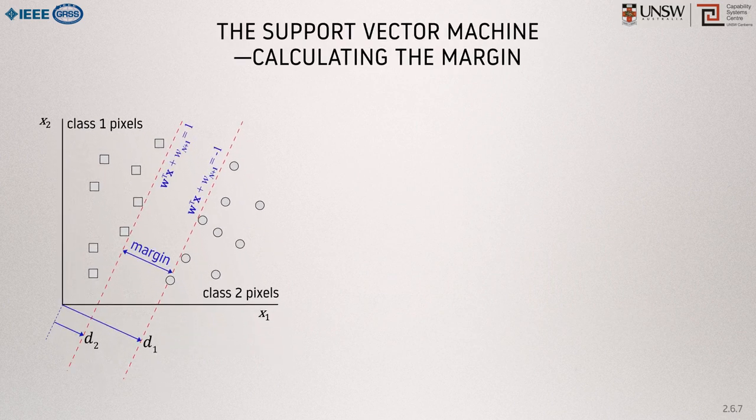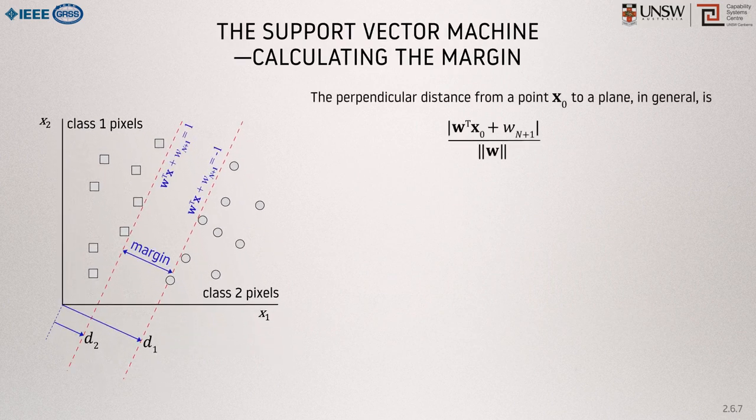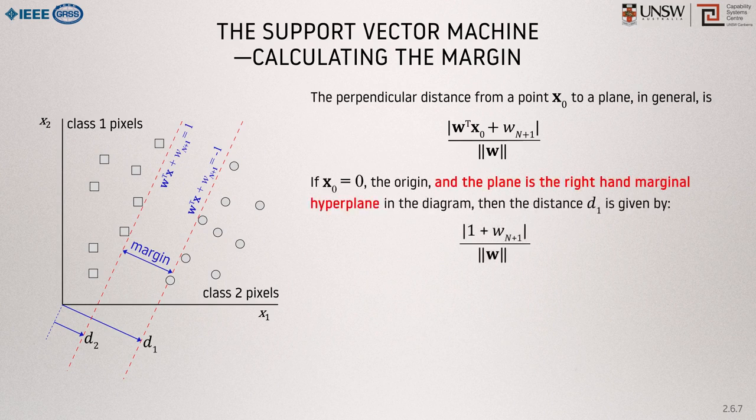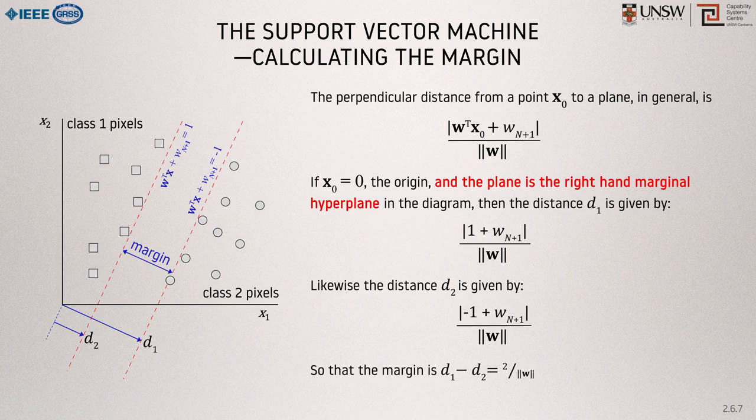The margin is derived by taking the difference of the two perpendicular distances from the origin to the marginal hyperplanes, as shown. Note that when we apply that formula to the marginal hyperplanes, the 1 on the right-hand side of the equal sign has to be taken into account as part of the offset or intercept, as seen in the second and third equations.